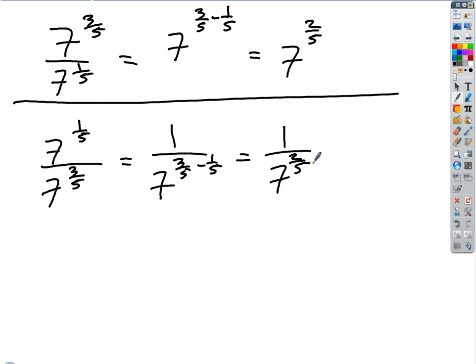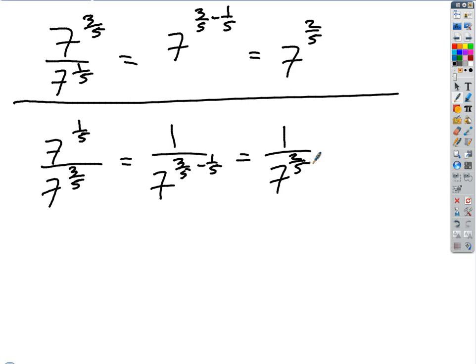mathematicians don't like to have numbers like this. Remember how we didn't like to leave square roots on the bottom in chapter 5? Well, this is a root, isn't it? This is really the 5th root of 7 squared. Because I have a fractional exponent, we don't like to leave that on the bottom. So what I want to do instead is write this in a way so that I have an exponent on the top but not the bottom.